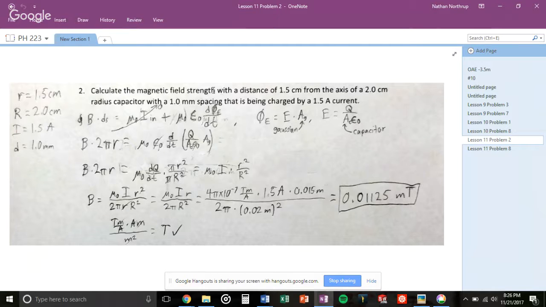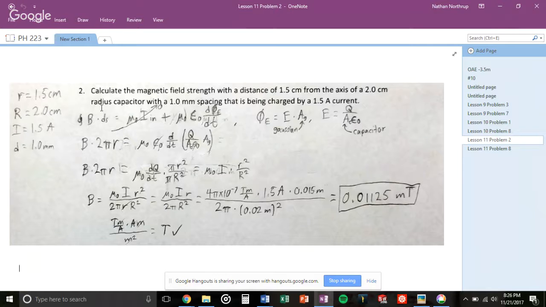So our given values, you can see off to the left, and we've got two different values of a radius. Because as we're setting it up, we have the distance, and we put that as little r, the 1.5 centimeters. And we've also got the radius of the capacitor itself, which we need to calculate an area eventually, and that's 2 centimeters. And then we have a current. And then we're also given a spacing, a distance within the capacitor. So those are those four values, and we need to find B, the magnetic field strength.